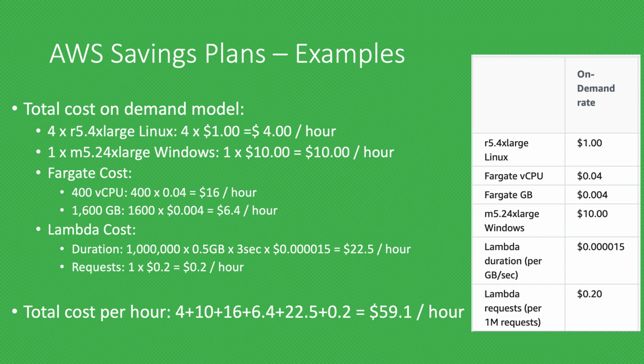For Lambda cost, you are charged based on the number of requests for your functions and the time your code executes. Duration is calculated from the time your code begins executing until it returns or otherwise terminates, rounded up to the nearest 100 milliseconds. The price depends on the amount of memory you allocate to your function. In this case, Lambda costs $22.70 per hour. To sum up, all this costs $59.10 per hour.